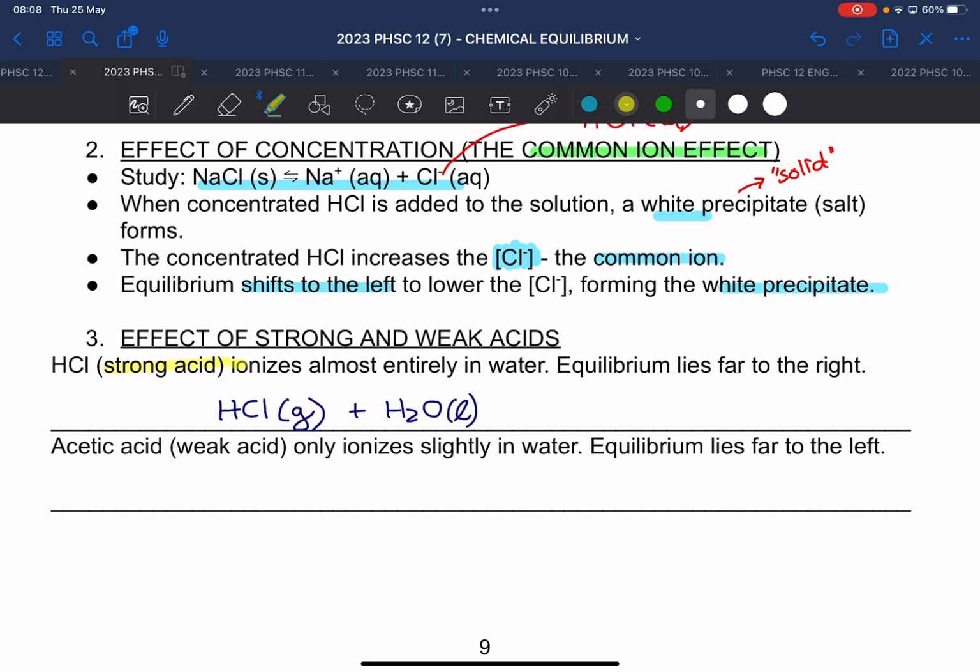And that ionizes, reacts with water, almost entirely. Meaning, if you have 100 molecules of hydrochloric acid, then 98% of them will react with water, and only 2 molecules won't. So ionizes almost completely means almost all of your molecules will react with water. And we show that by saying the equilibrium lies to the right. So we have a long arrow to the right and then a short arrow back.